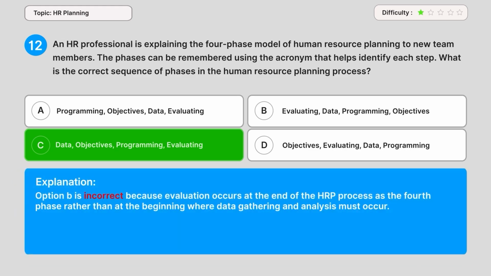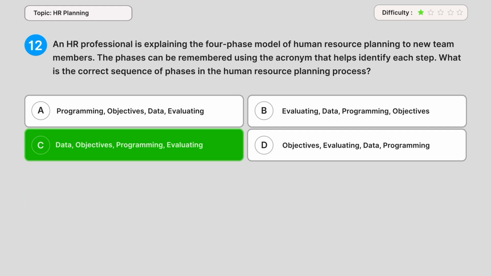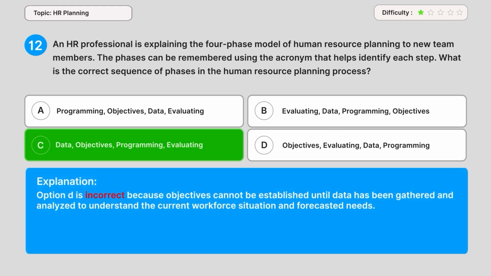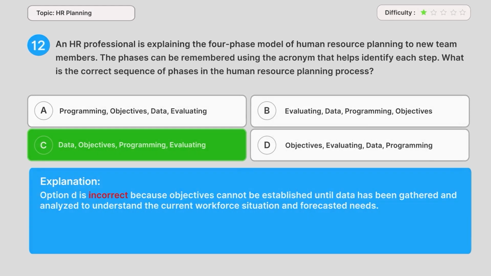Option B is incorrect because evaluation occurs at the end of the HRP process as the fourth phase rather than at the beginning, where data gathering and analysis must occur. Option D is incorrect because objectives cannot be established until data has been gathered and analysed to understand the current workforce situation and forecasted needs.